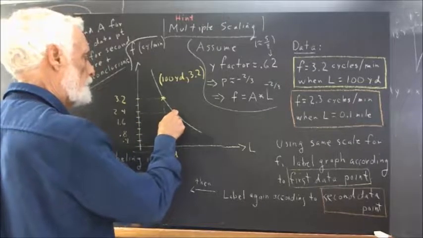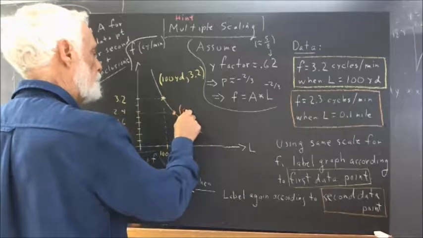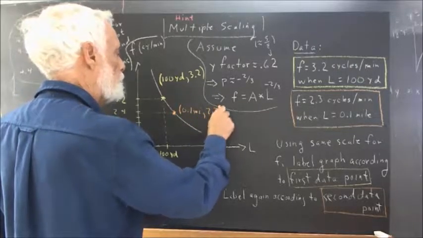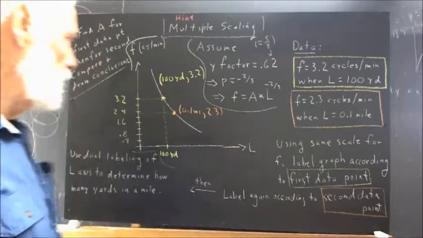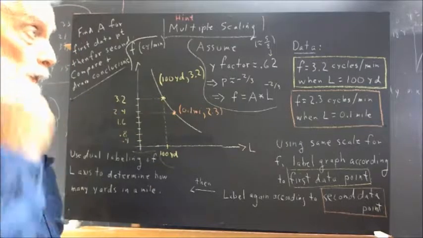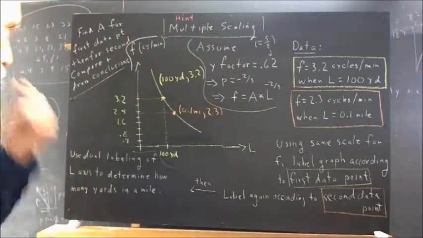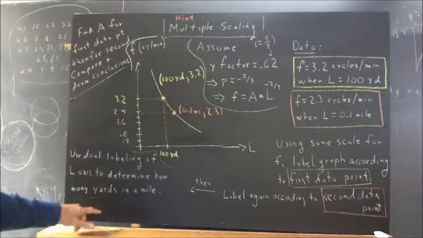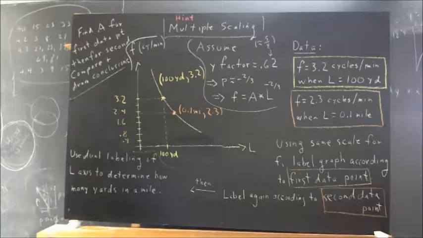So I've got this point on the graph, and this corresponds to what? 0.1 mile, 2.3. Well, this allows me now to relabel the L-axis in terms of miles. Of course we've gone probably units of tenths of a mile, maybe break that in half to go to 5/100ths of a mile. And then we're going to have two labelings of the graph, and we should be able to look at those two labelings and determine how many yards there are in a mile.